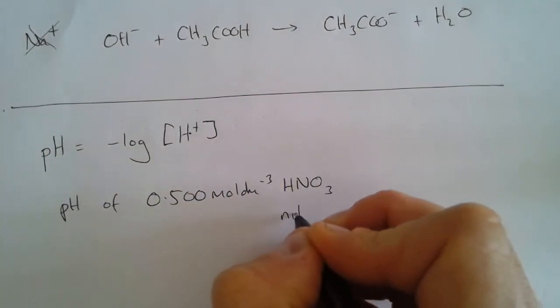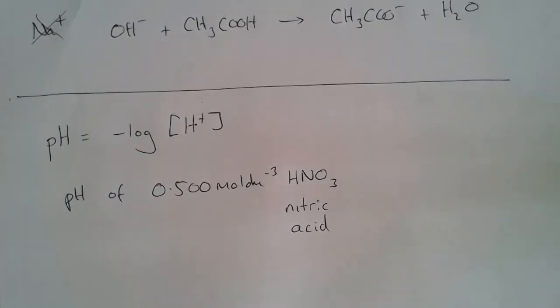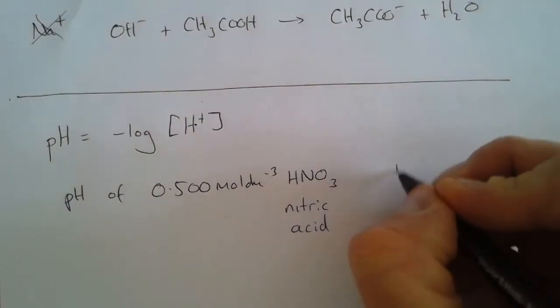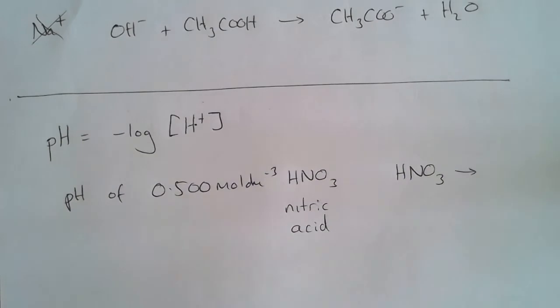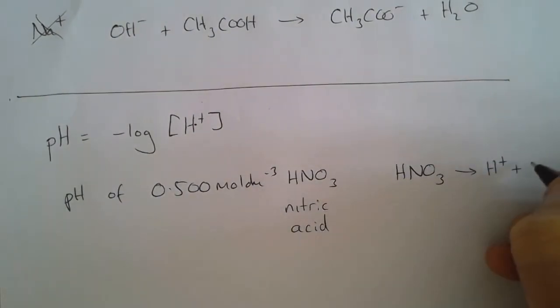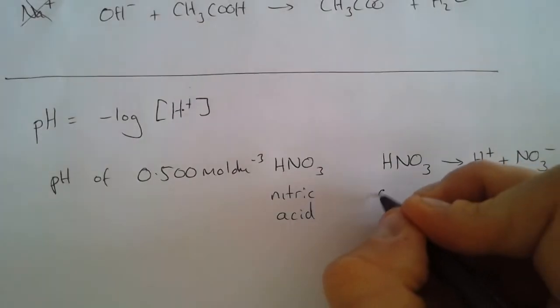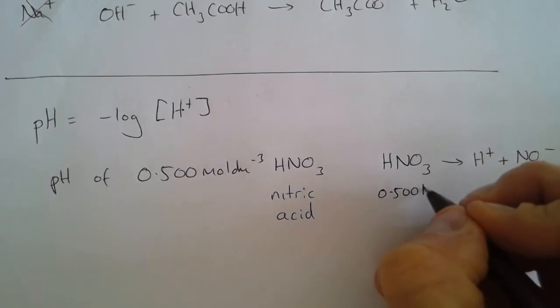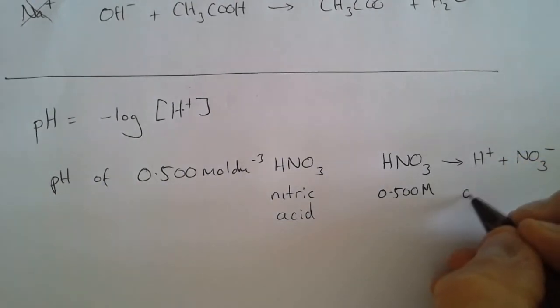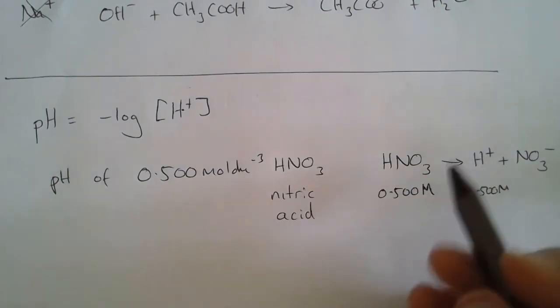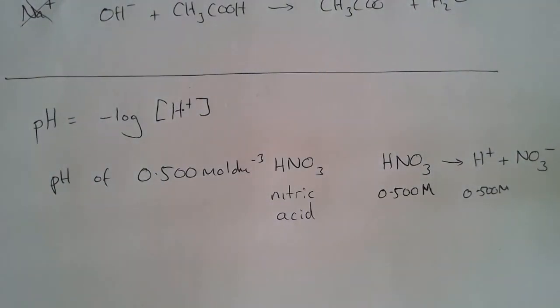So this is the last common inorganic acid that we haven't seen yet, which is nitric acid. So nitric acid fully dissociates in water, so completely dissociates, to give one H+ ion and one nitrate ion. That means if we have a concentration of 0.500 molar nitric acid, that must dissociate to give us 0.500 mole per cubic decimeter of H plus ions. Notice I'm just using a capital M here as a shortcut to writing mole per cubic decimeter, and I'll do that from now on.